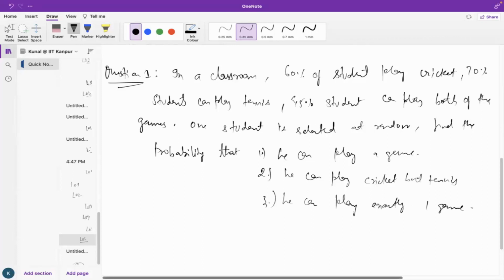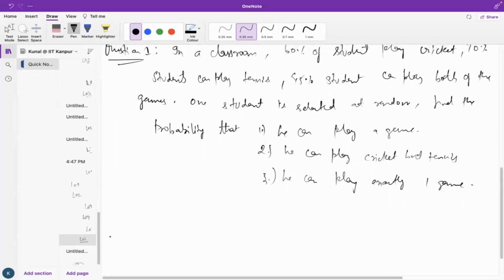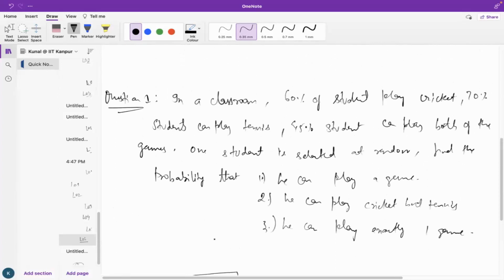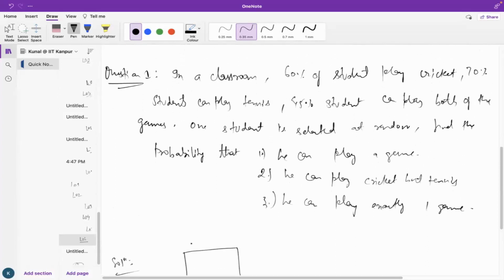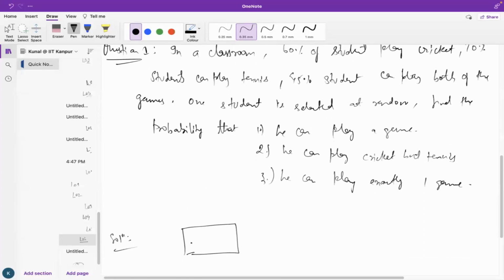So what's the question actually? Let me explain it here. Look here. There is a classroom, and in the classroom 60% of the students play cricket.